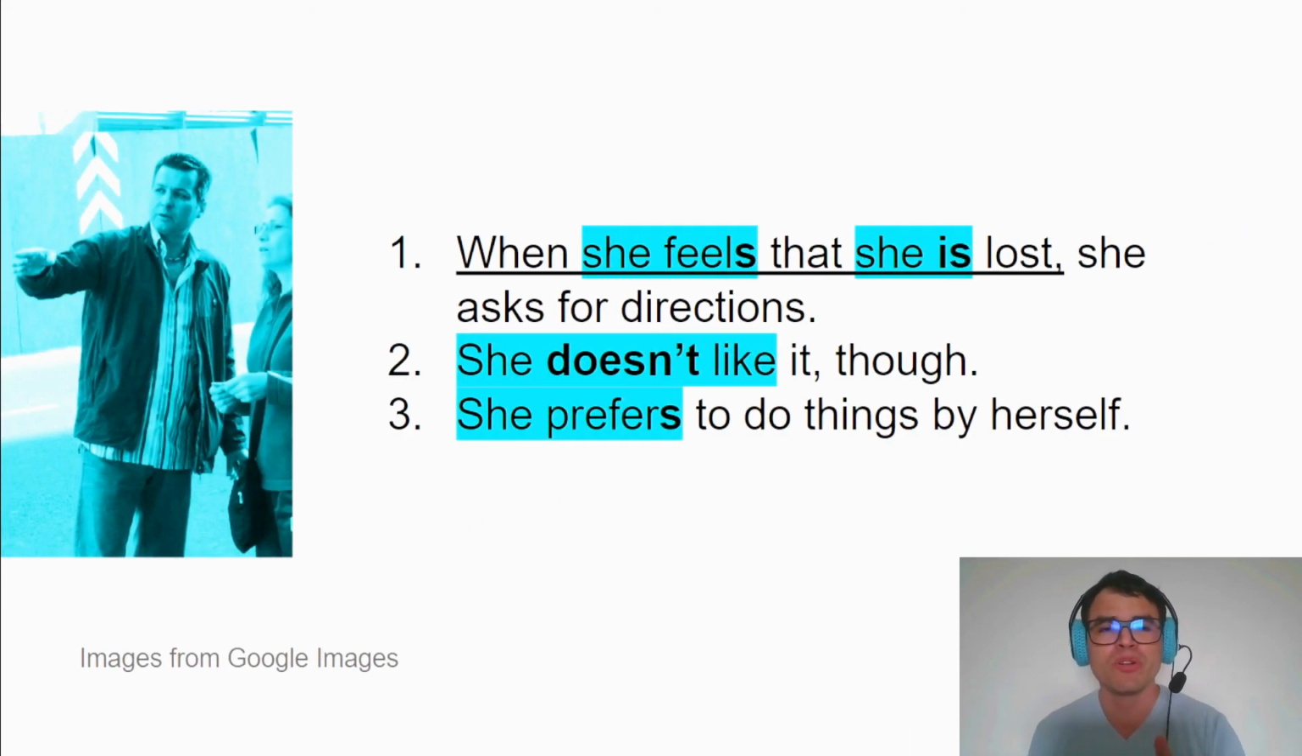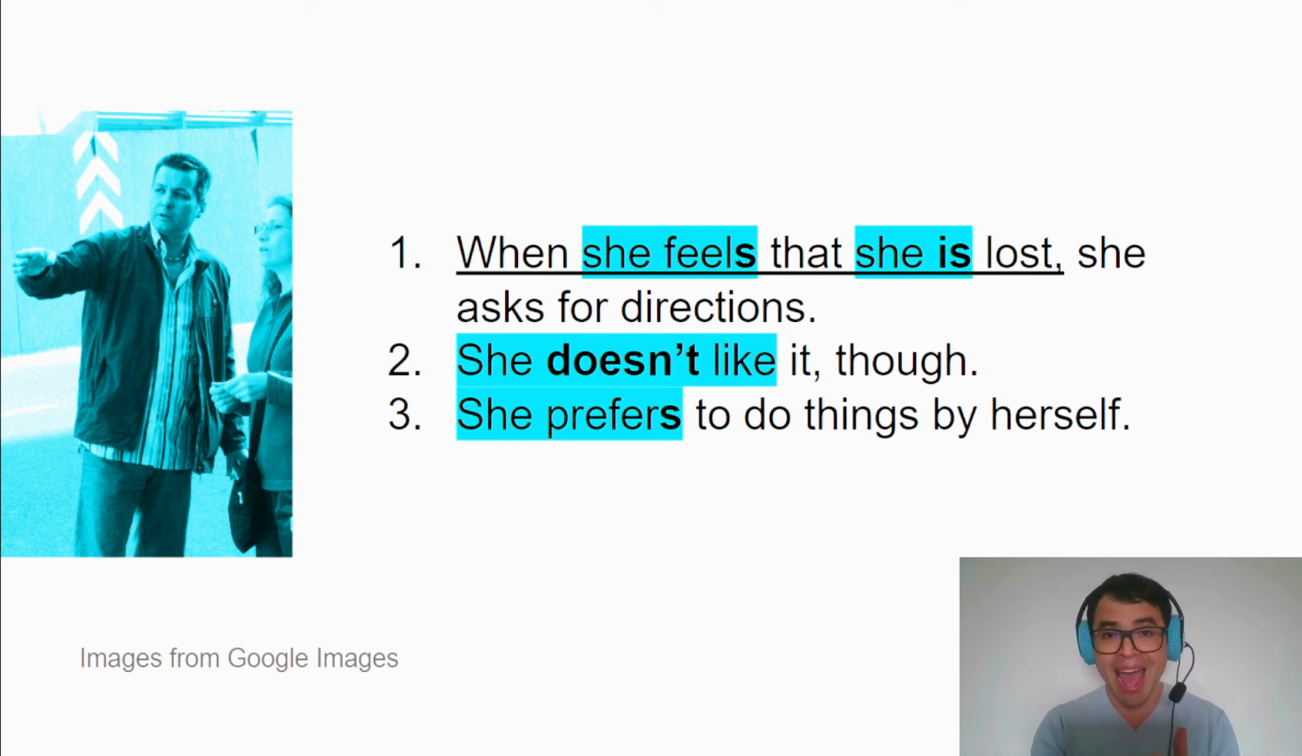Now, picture number 3. When she feels that she's lost, she asks for directions. A time clause, when she feels that she's lost. That is the context. A simple present, she feels, she is, and also she asks. Now, number 2, she doesn't like it though. Negative. When you have a sentence in negative form, your verb is not going to change.